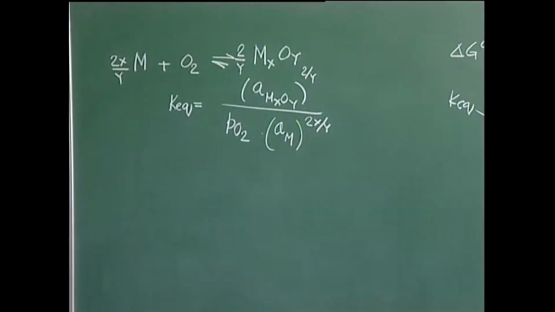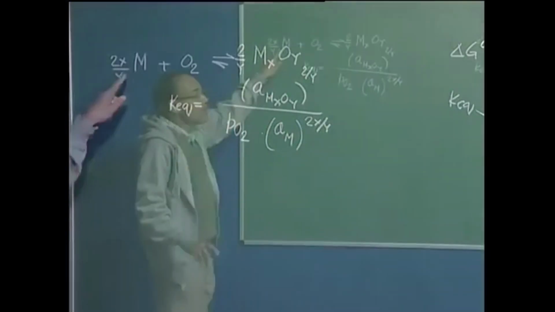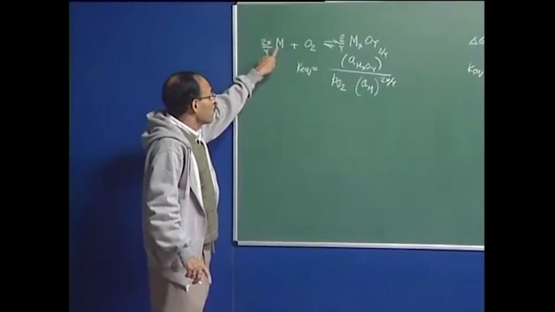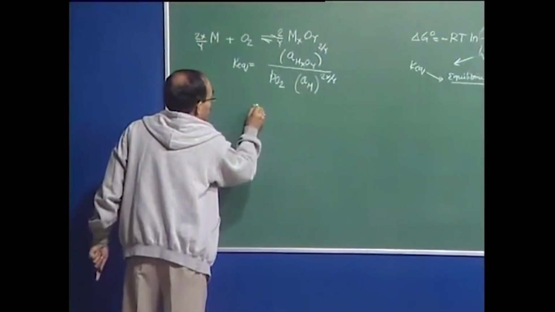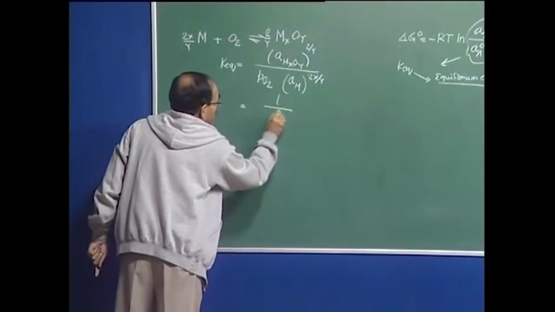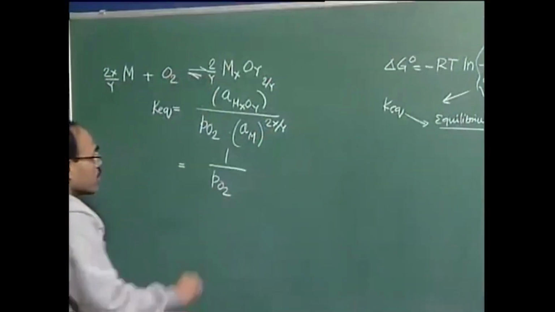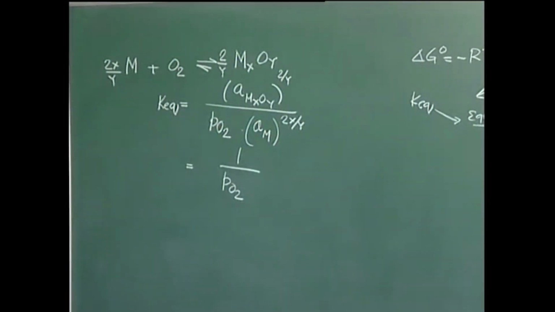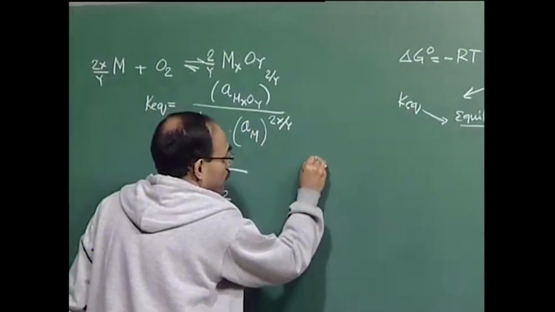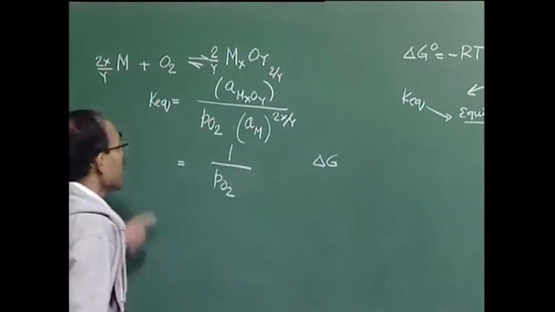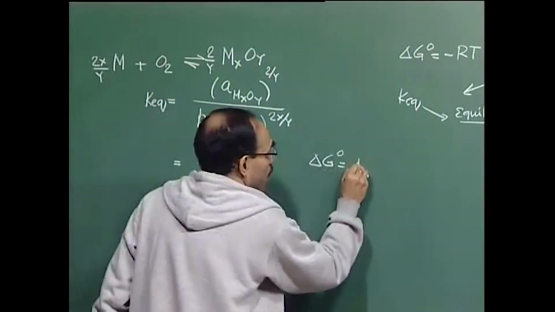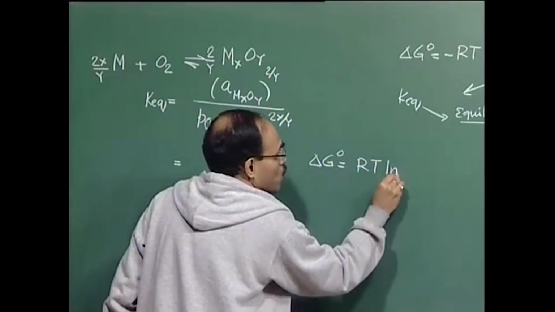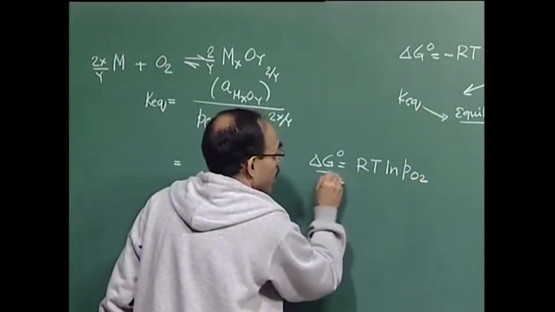Since we are talking of standard free energy change, the standard state is the pure metal and metal oxide. So their activity is going to be equal to 1. So this equation is going to come out to be partial pressure raised to the 1. Therefore one can measure the partial pressure of oxygen, and delta G naught is exactly equal to RT ln PO2. The negative sign cancels out, and that's what it is.